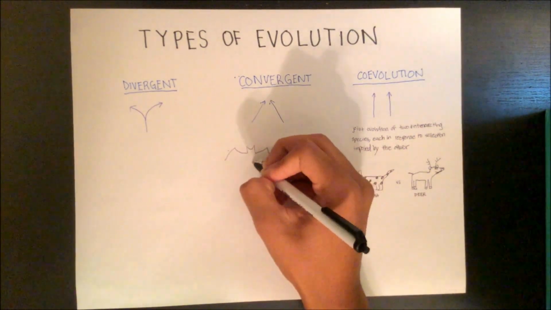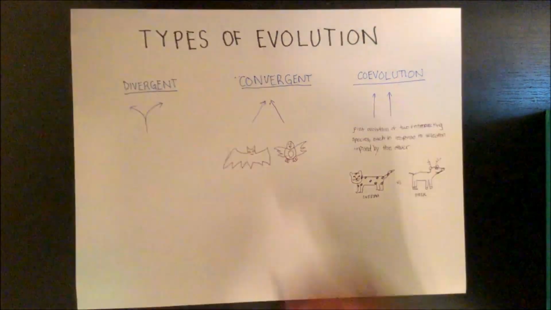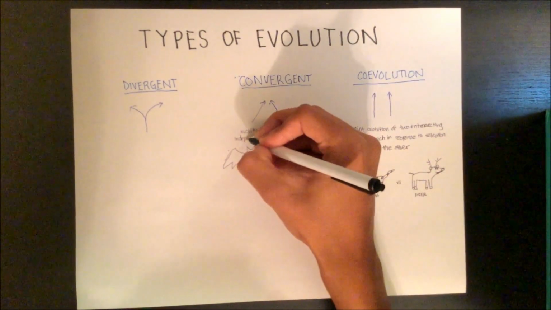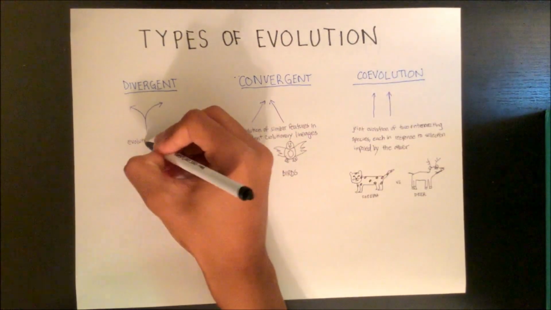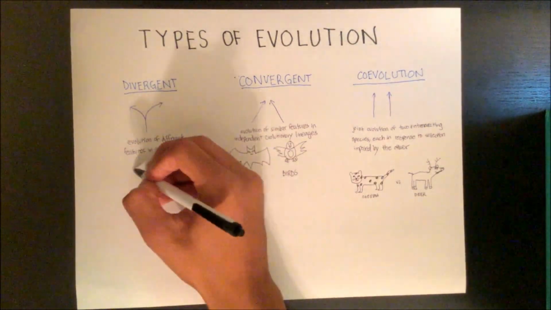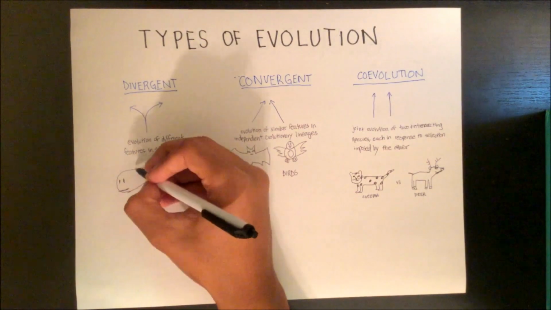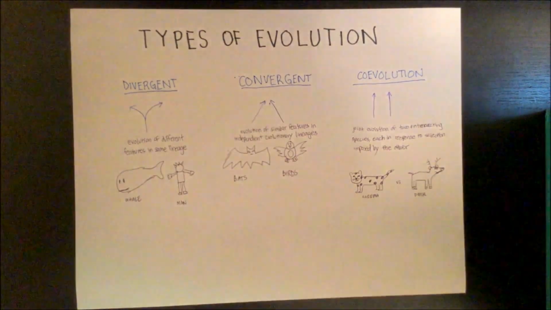Convergent evolution is the evolution of similar features in independent evolutionary lineages. For instance, bats and birds both develop wings but evolve from different origins. Divergent evolution is the evolution of different functions in organisms from the same lineage. For example, whales and humans both share a common ancestor but look quite different.